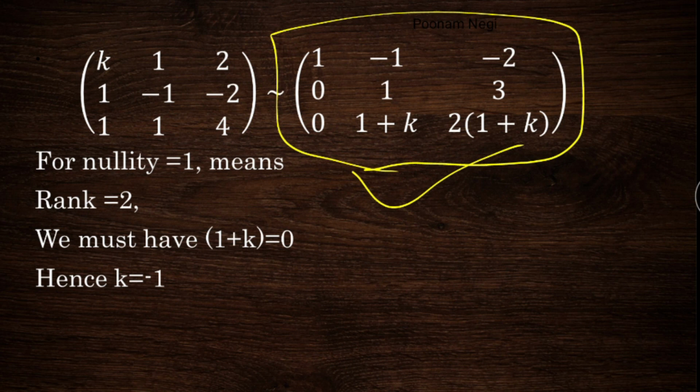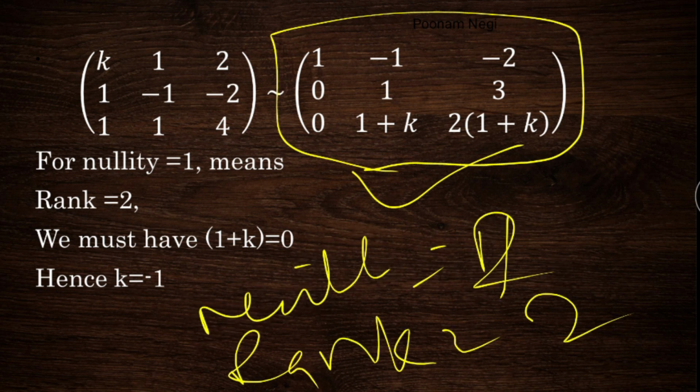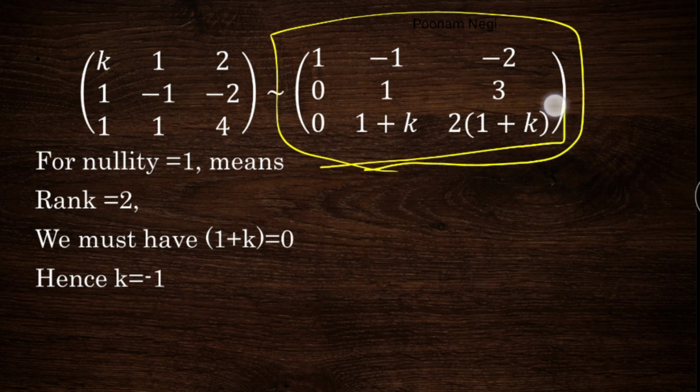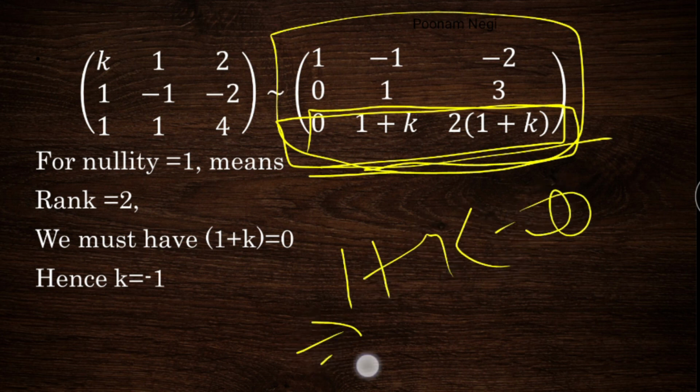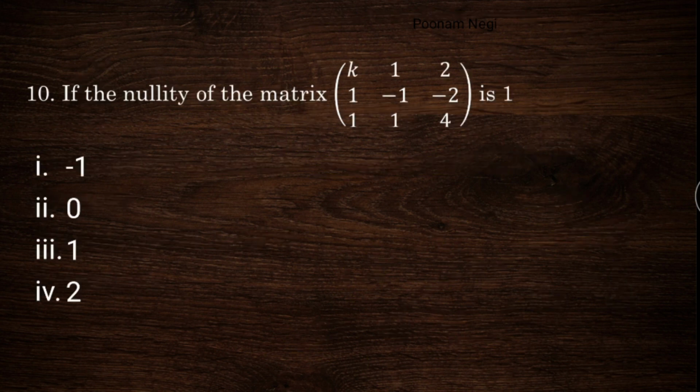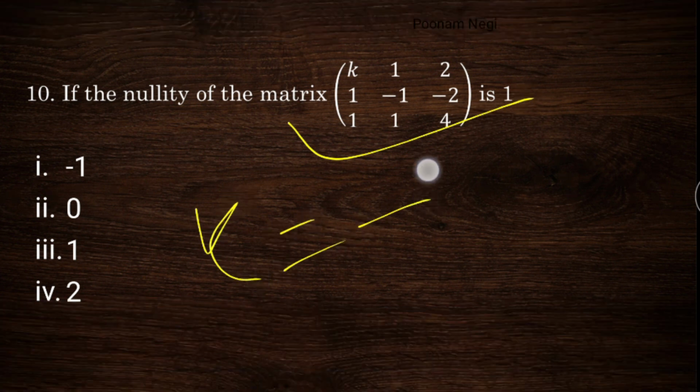If we have nullity 1, then rank will be 2. That means this row should be 0. That simply means 1 plus k should be 0. When we solve this, we have k equals minus 1. That means if this matrix has nullity 1, then the value of k equals minus 1.